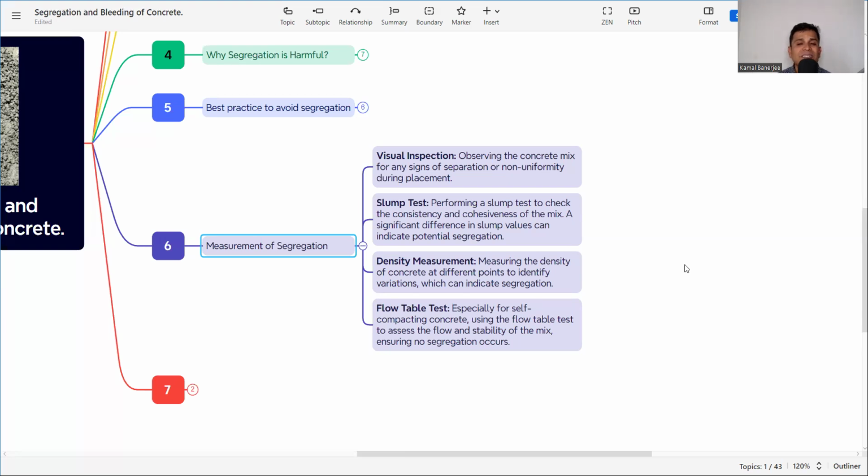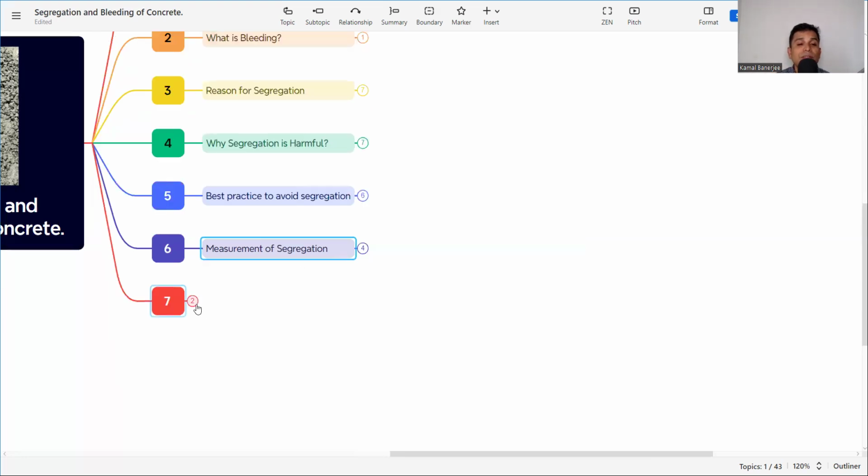And also the flow table test, especially for self-compacting concrete. Using the flow table test, we assess the flow and stability of the mix, ensuring no segregation occurs. So here also, if segregation has happened, we will not get the right kind of measure of the flowability. So this way we can measure the segregation. And now we need to measure the bleeding also. How can we measure the bleeding?